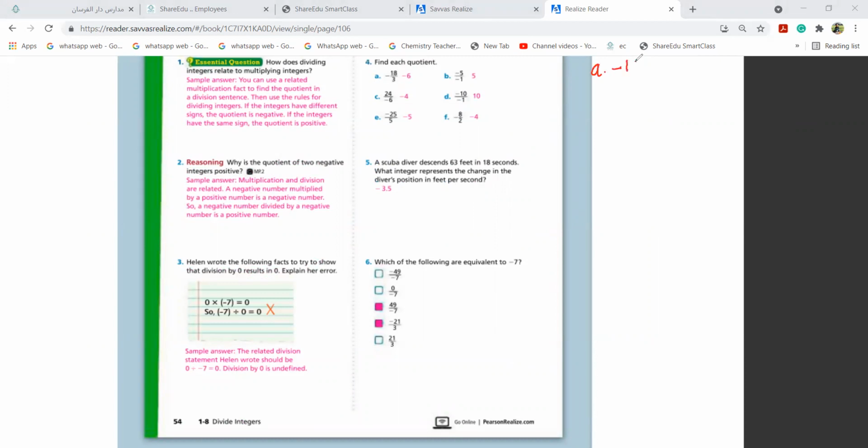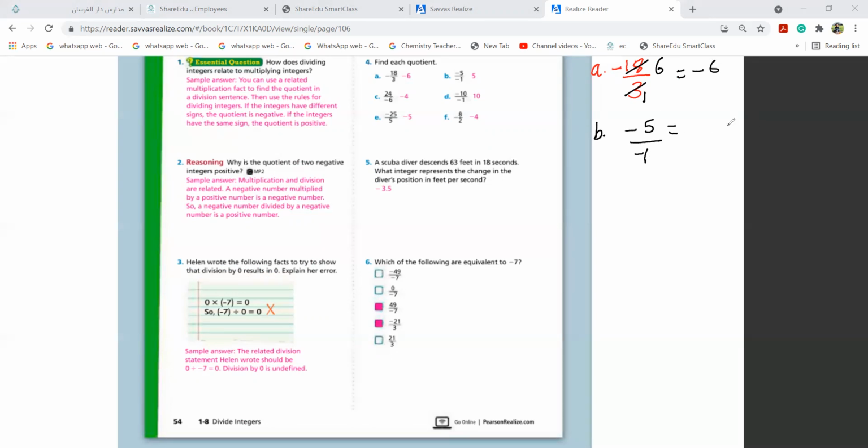A, minus 18 over 3. Malak, 3 and 18, where do they come together? 3 times 1, 3 times what gives you 18? 3 times 6. Very good. So your answer is negative 6. Now why is it negative? Yes, Malak? Because in question A, one is negative and the other is positive. Opposite signs give a negative answer. Okay? Now B.